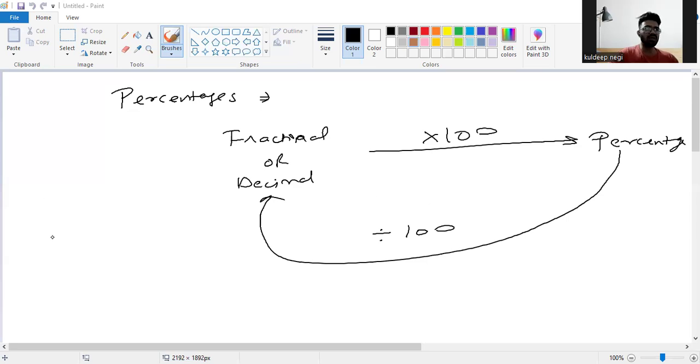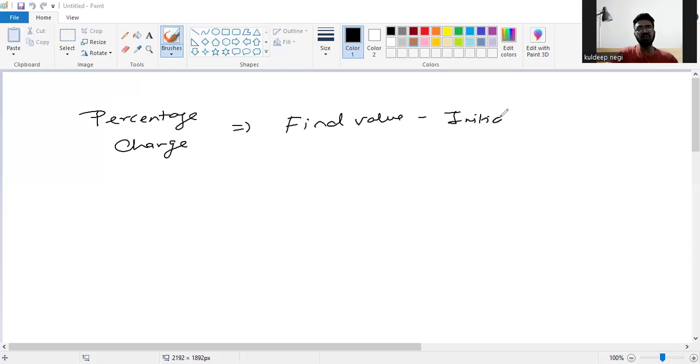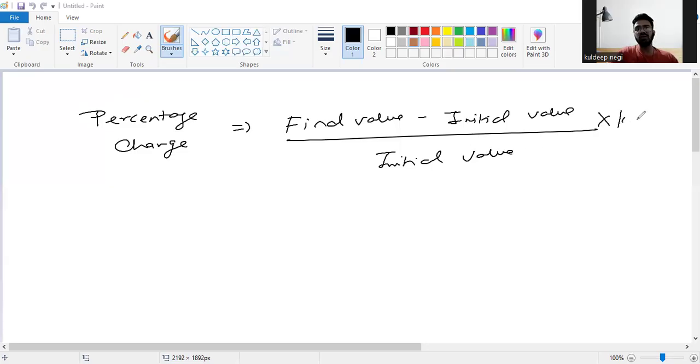Okay. Next formula, percentage change. How will you find percentage change? Very basic thing. Percentage change is always equal to the final value minus initial value, upon initial value, into 100. So whenever you want to find the percentage change value, you have to subtract the initial value from the final value. Upon, you will always get the initial value, multiplied by 100.